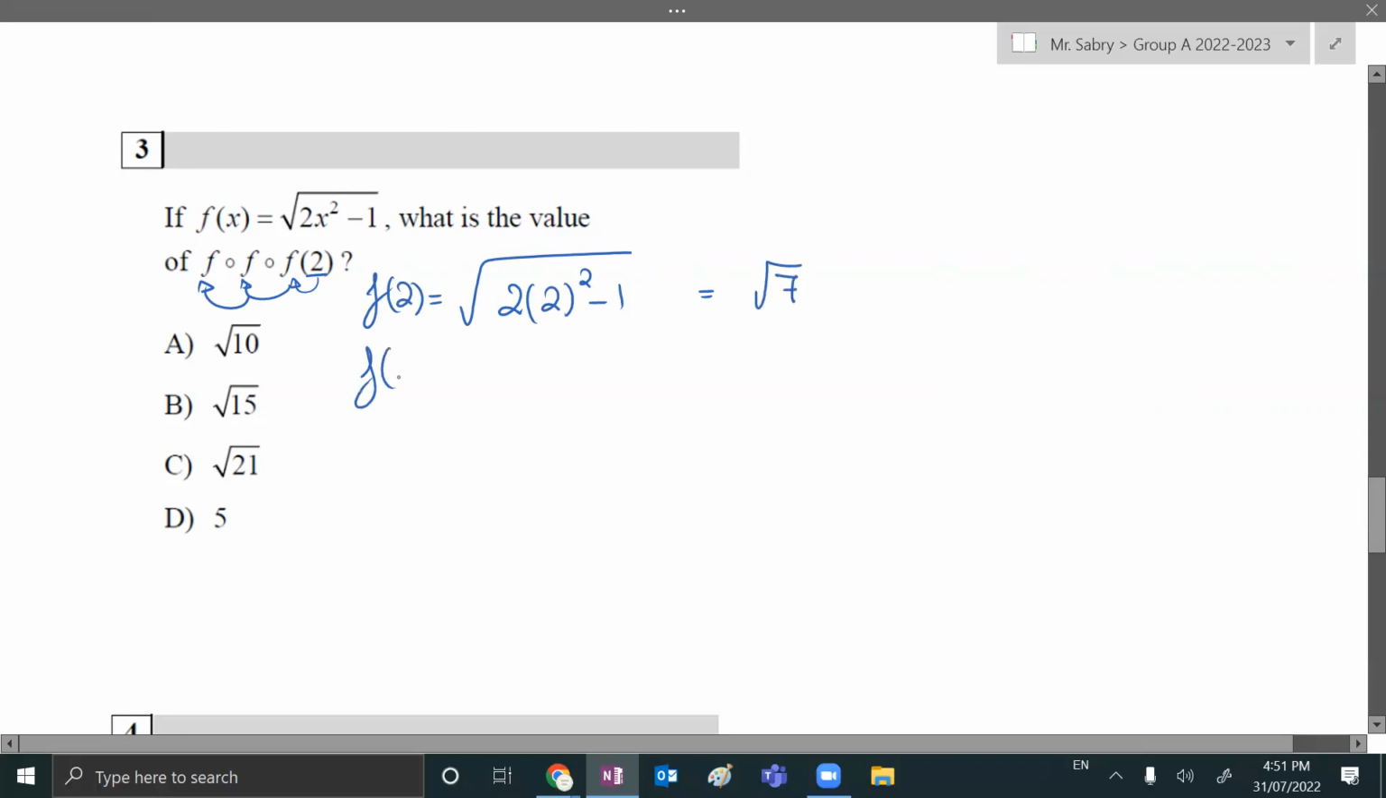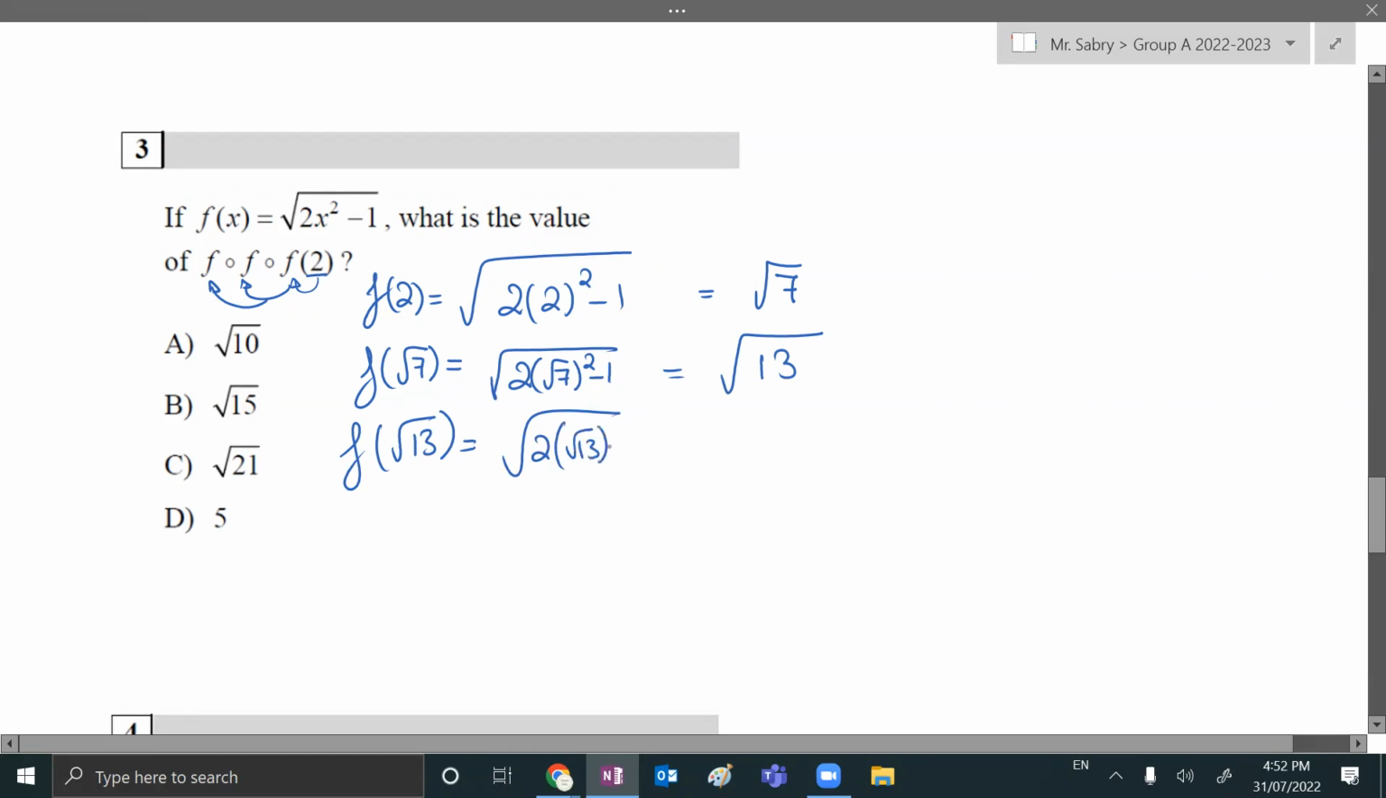So now I need f of root 7, which is this step here. So root 2 bracket root 7 power 2 minus 1. That will get me to 2 times 7, 14 minus 1 is 13. So this means that I need f of root 13, which is the last step. So it's root 2 bracket root 13 to the power of 2 minus 1. The answer will be 5. So it's D.